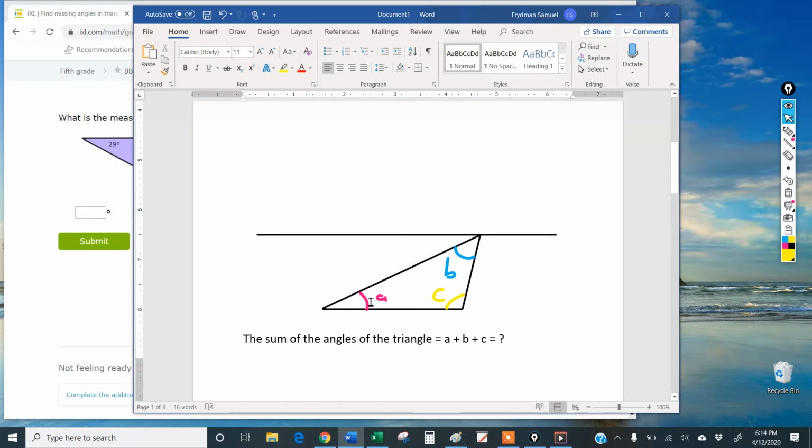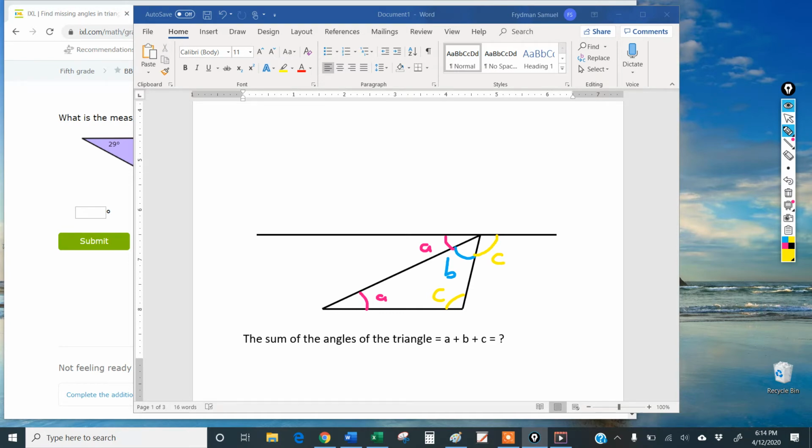So if this angle over here is equal to a degrees, then this angle over here must also be equal to a degrees, right? Because we said alternate interior angles are always equal to each other. But I can say the same thing about this angle over here. If this angle is c degrees, then this angle must also be c degrees.